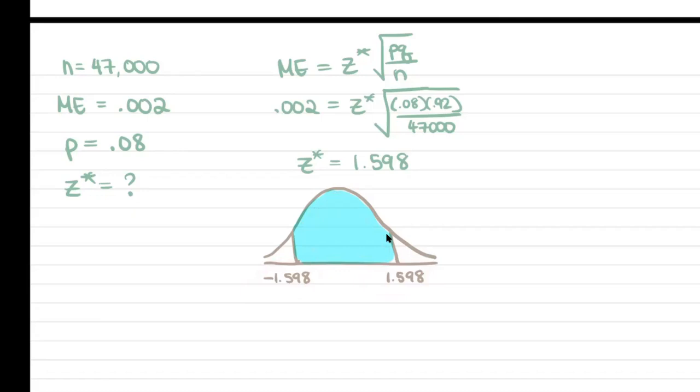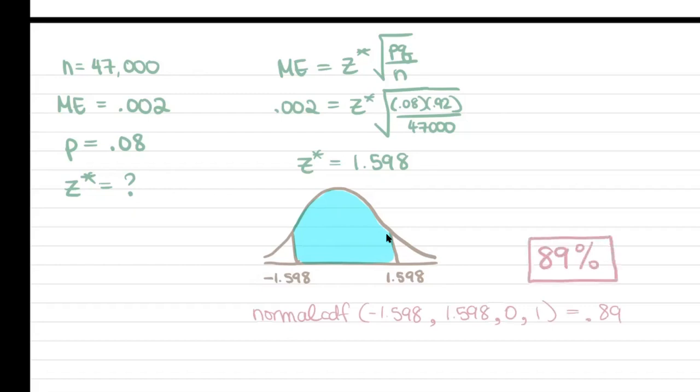To find this area, I use normal CDF. I do normal CDF of negative 1.598 to 1.598, with a mean of 0 and standard deviation of 1, and I get 0.89, which means my final answer is an 89% confidence interval. And that is the answer.